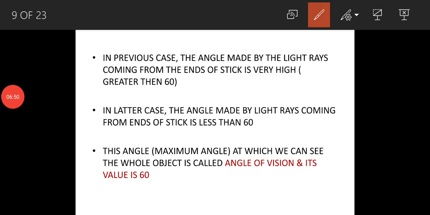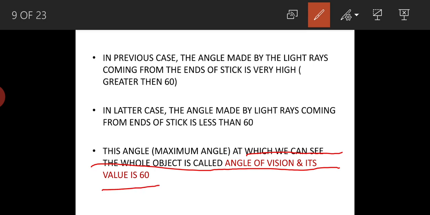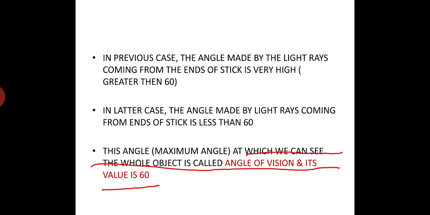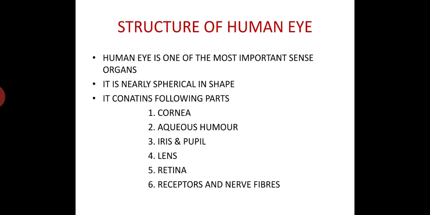This angle, the maximum angle at which we can see the whole object, is called the angle of vision, and its value is 60 degrees. Now let us see the structure of the human eye.